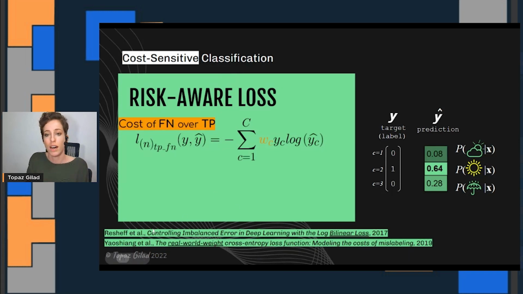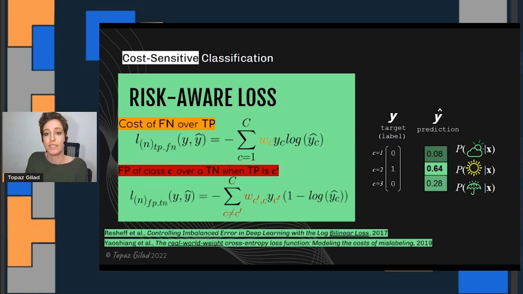So two papers suggest adjustments to the cross entropy loss in order to address this. One is the bilinear cross entropy, and the second one is the real world cross entropy. The first term right here, you are familiar with. It's the class-weighted cross entropy, especially popular in unbalanced classification problems. Each type of false negative gets its own class weight. But what about false positives? The loss of misclassifying rainy as sunny remains the same as misclassifying sunny as cloudy. So the second term weights different types of false positives differently. It describes the cost of misclassifying the true class C tag as class C.